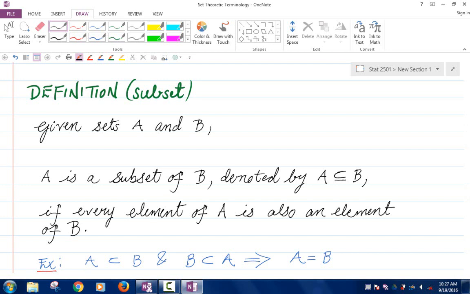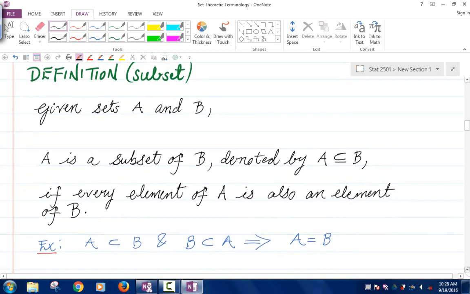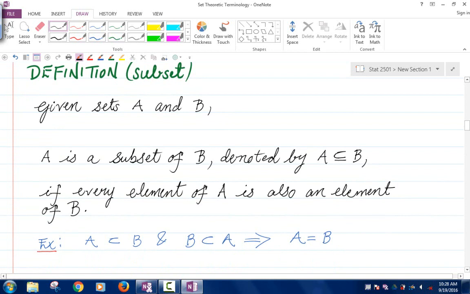Is that definition clear? A is a subset of B if every element of A is contained in B as well. Is it clear to you that if A is a subset of B and also B is a subset of A, then A and B are the same? Right? Two sets are equal if they have the same elements.